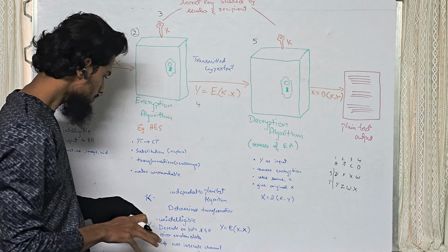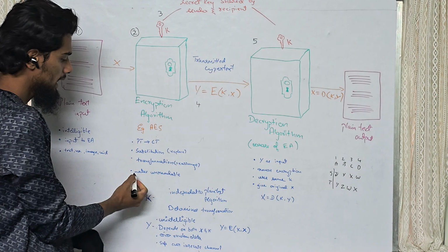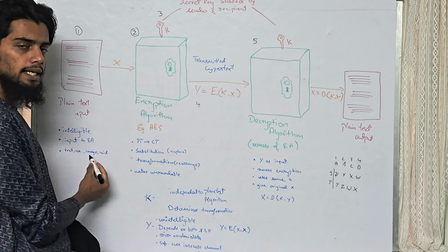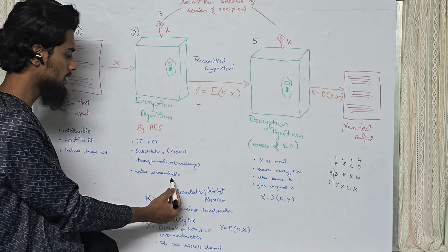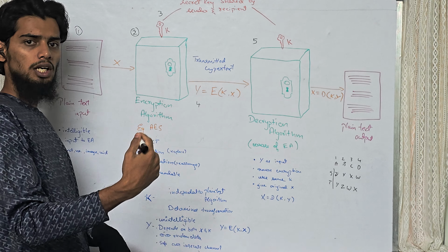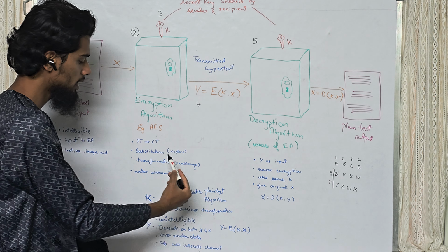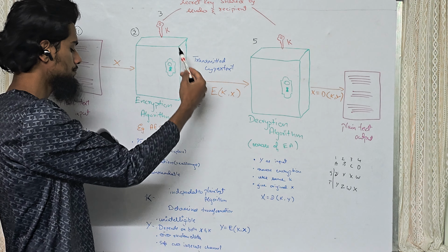Then what else happens? It makes the plain text unreadable. See, it makes the plain text unreadable. Since it is converted into ciphertext, now it's unreadable. Next, we'll move to the key.